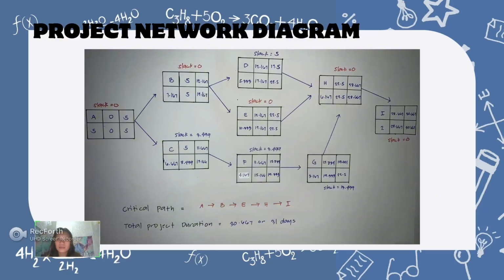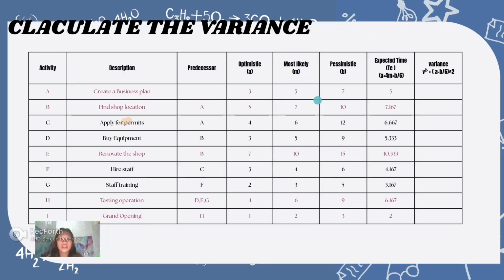Now we can compute the project variance by summing all the variances of the critical path activities, which are A, B, E, H, I. To compute the variance of each activity, we will be using the variance formula, which is (b minus a) divided by 6, to the power of 2, where a is the optimistic and b is the pessimistic. So let's compute the activity A, which is 7 minus a divided by 6 to the power of 2, equal to 0.445.